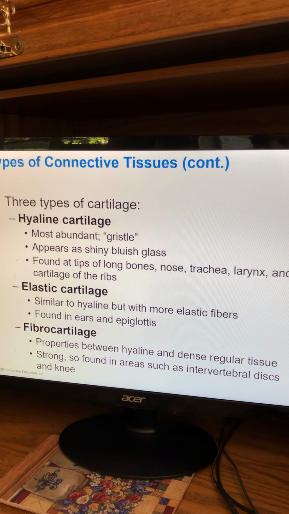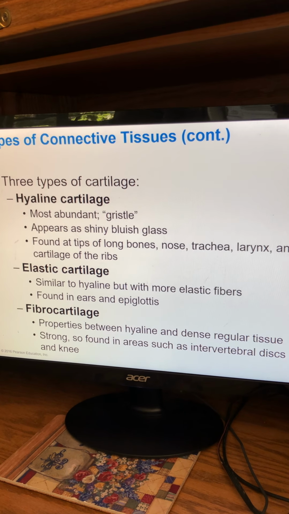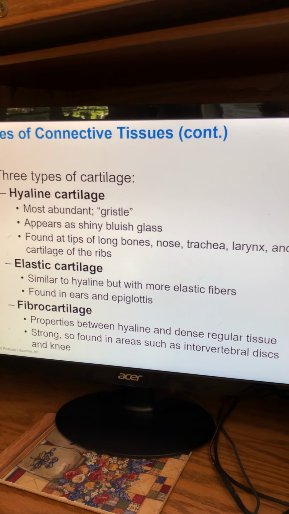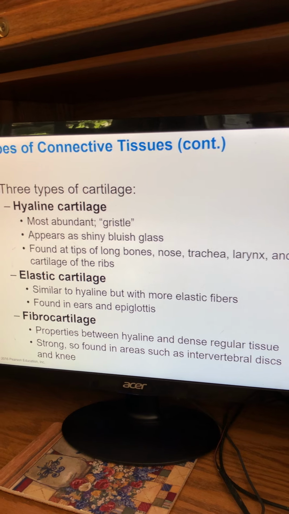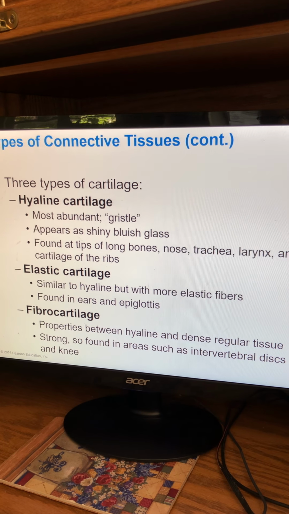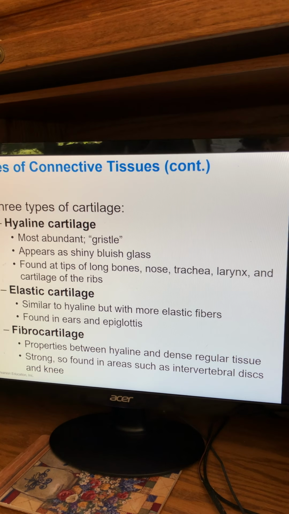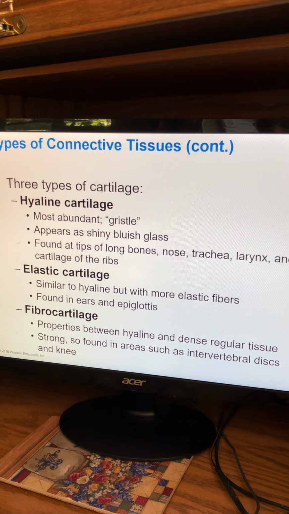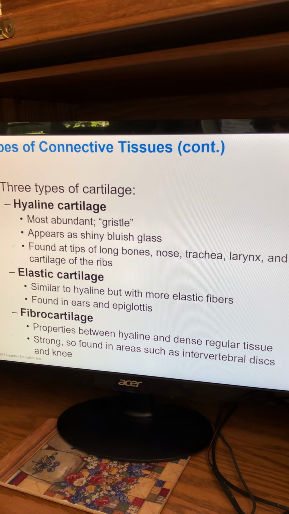There's 3 types of cartilage. One is called hyaline, the second is elastic, and the third is fibrocartilage. The hyaline cartilage kind of looks like a shiny bluish glass, or if you're eating steak and it's not a piece of meat, which is the steak, the gristle of a steak is hyaline cartilage for the most part. They have a whole list, and I'm going to go to the charts that I've been using for everything else as to where it is and what it does.